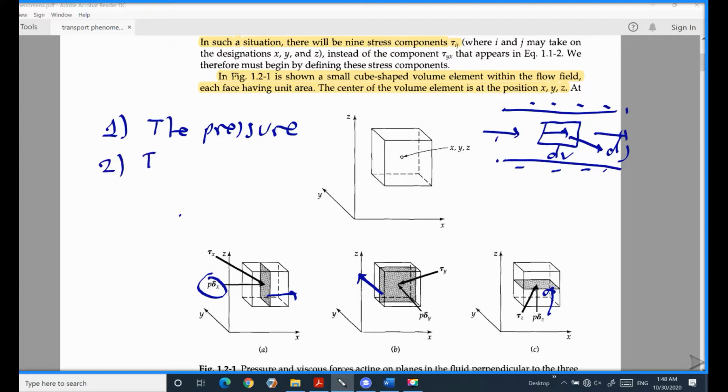Also, the second one is the viscous forces acting on your fluid, and this shows the viscous force. The viscous force is not necessarily acting on the surface at 90 degrees, or perpendicular. It has some angle. This is the normal vector, and this is some angle to the normal vector. Because this has some angle, this has three elements, x, y, z, for the first surface.